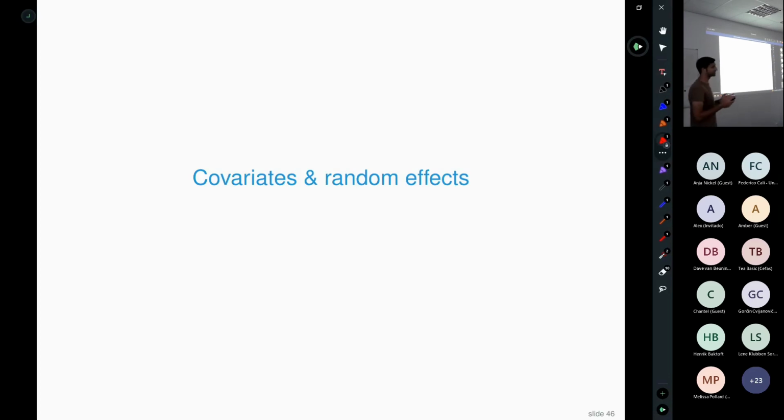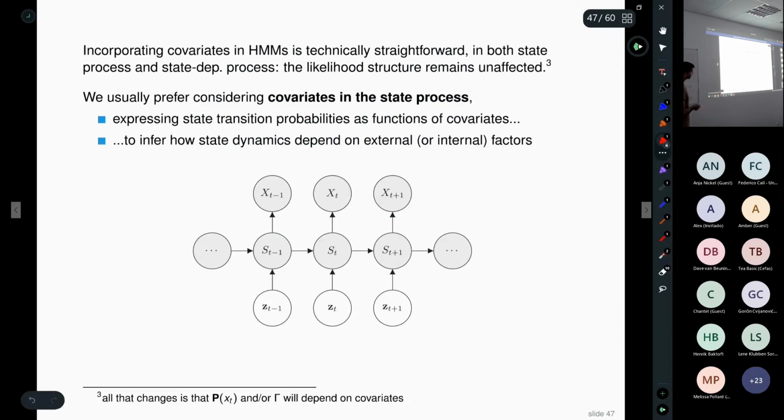Okay, but we have not yet learned very much about the behavior or interactions with the environment and so on. So this is where the fun now begins. Now we bring in covariates. And if you're interested in individual variation, you bring in random effects and things like that. So covariates, what do we do? Well, we can have covariates either in the step length process, or we can have covariates in the state process, in the behavioral modes.